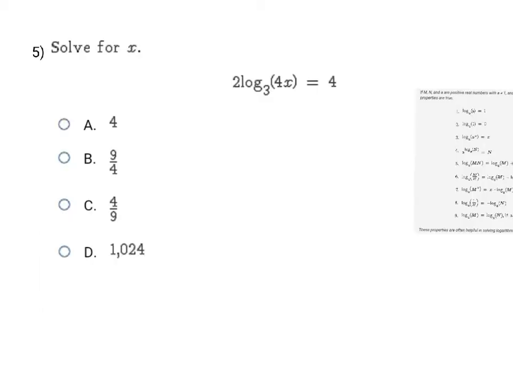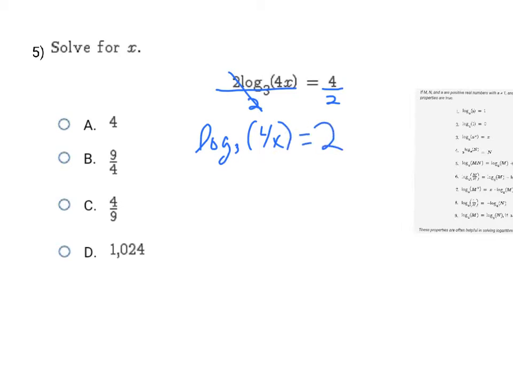So here we're solving for the x, and the first thing we want to do is get that logarithm completely by itself. So I have this 2 out front that's being multiplied by it, so I'm going to divide both sides by 2. And those 2's will cancel, and 4 divided by 2 is 2. So I'm left with the logarithm base 3 of 4x equals 2.